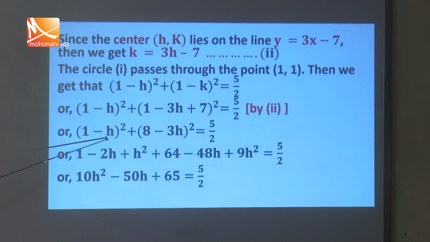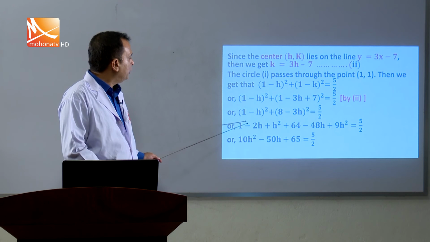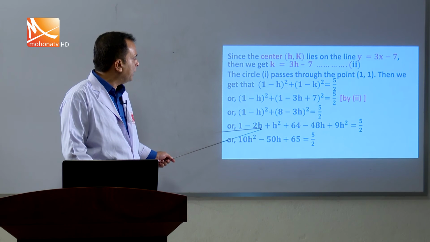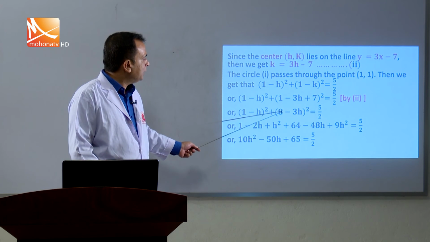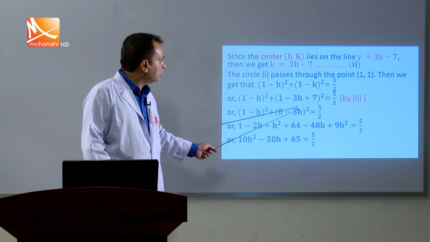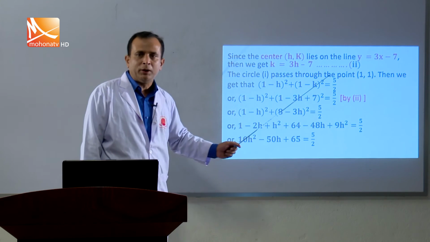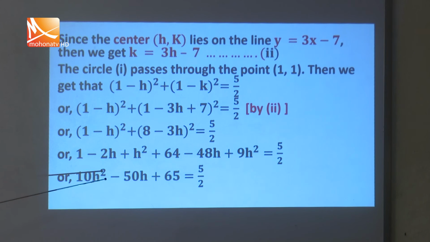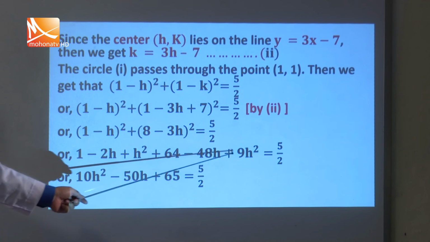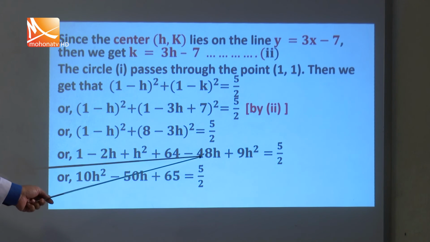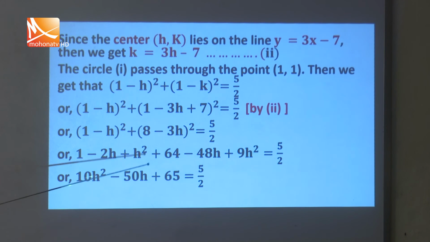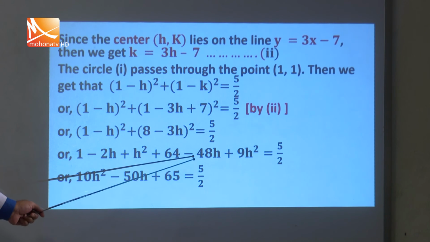So now we are expanding this and this with the help of (a minus b) whole square. You just know that the formula of (a minus b) whole square is a square minus 2ab plus b square. Then it will be 1 square means 1, minus 2 into 1 into h, that is 2h, plus h square. Then 8 square means 64, minus 2 into 8 into 3h, that is 48h, plus 3h whole square equals 9h square, equals 5 by 2. Okay, now we are making the calculation in this line. 9h square plus h square is 10h square, minus 48h minus 2h is minus 50h, 64 plus 1 is 65, equals 5 by 2.